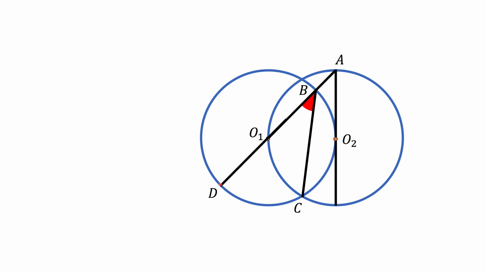And now it's actually a good time to remember the inscribed angle theorem. The theorem tells us that the measure of an inscribed angle is half of the measure of the central angle that intercepts the same arc. In our case, the central angle we're talking about is this angle DO1C. This angle intercepts the arc CD, and that's the same arc that is being intercepted by angle B.